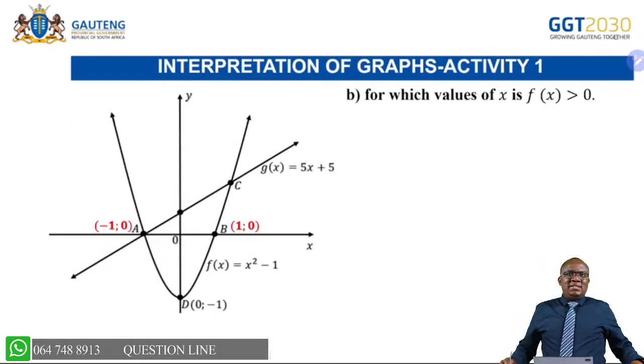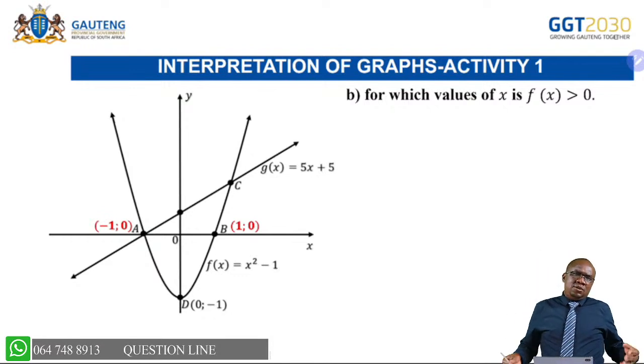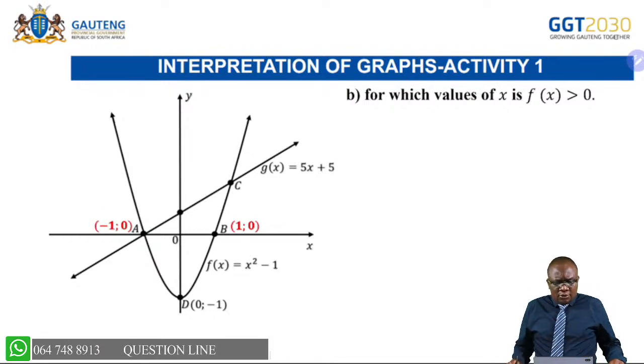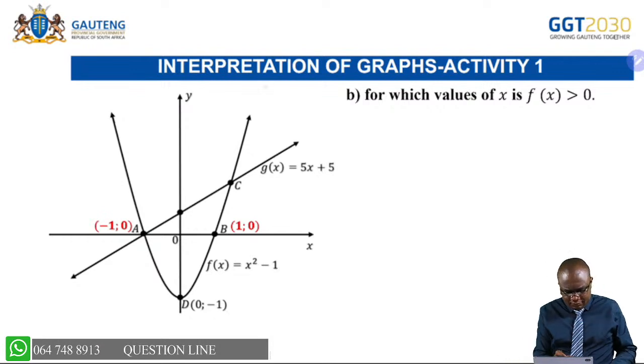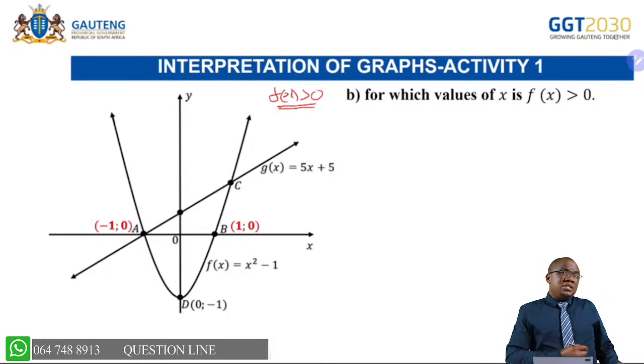Right. Now, interpreting graphs. You'll get one. Not a lot about this, so you need to understand, okay? When I'm saying f of x greater than 0, what is the meaning of this? We did this when we were looking at graphs, functions, domain, and range. Greater than 0 means positive. So f of x greater than 0 means where is f of x positive?